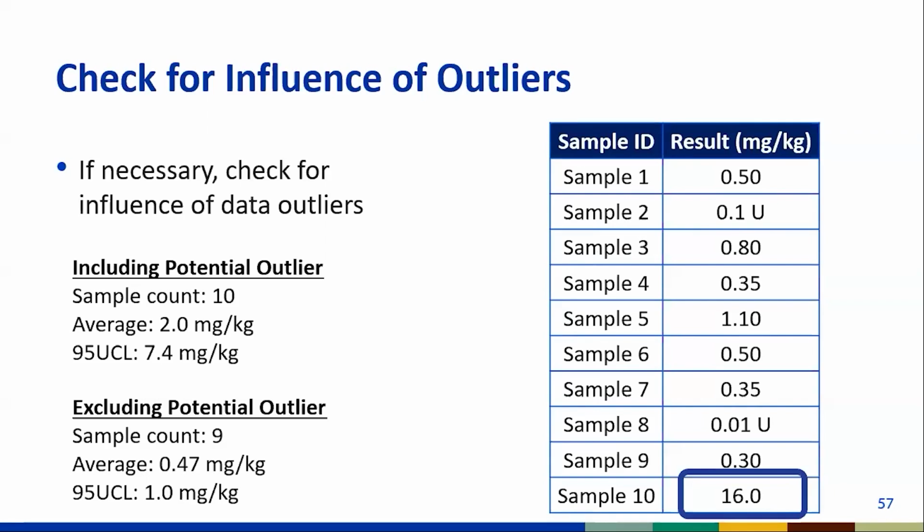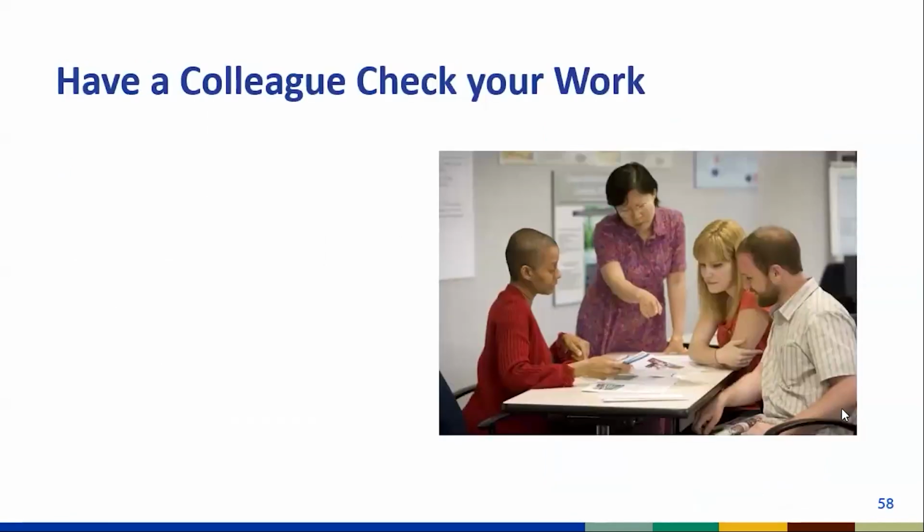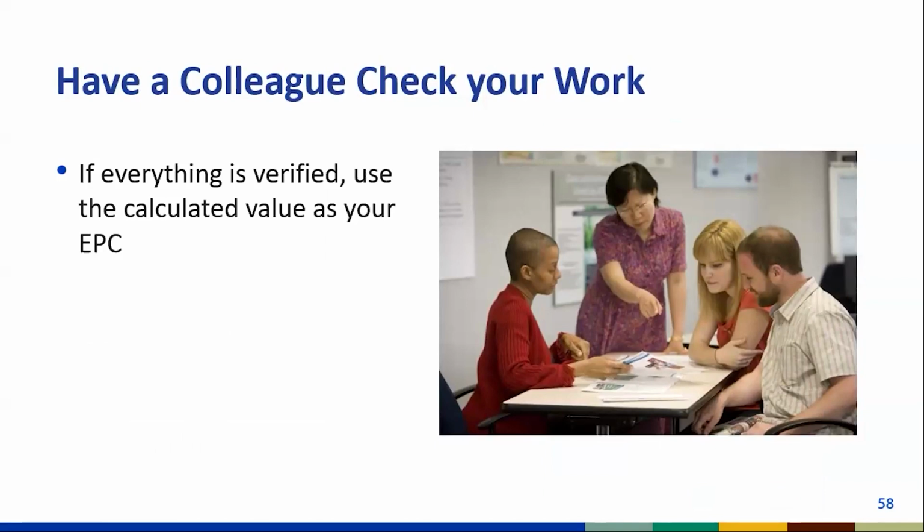However, some 95 UCLs may be highly sensitive to the presence of data outliers. This is important if an exposure dose calculated from a 95 UCL exceeds a health guideline value when all of the measurements are included, but falls below when the outliers are removed. Such cases may require closer review of the data and additional sampling to ensure the exposure unit contamination is adequately characterized. As a final step, health assessors should always try to have a colleague check their work. If everything is verified, they should feel confident using the calculated values as EPCs in their health evaluation.